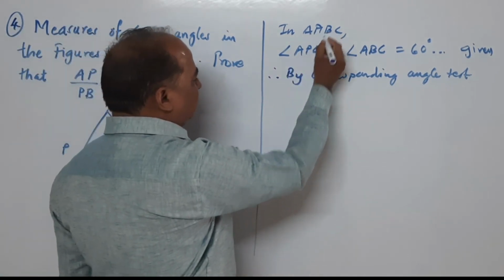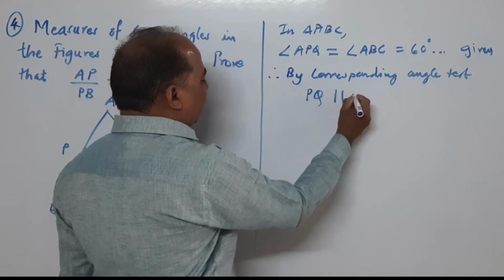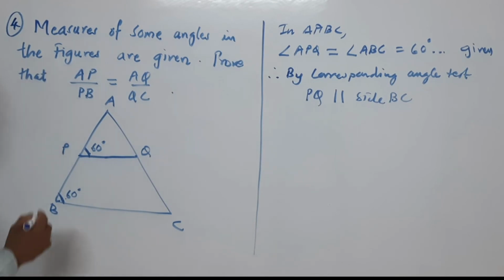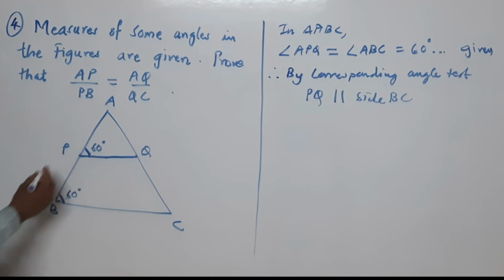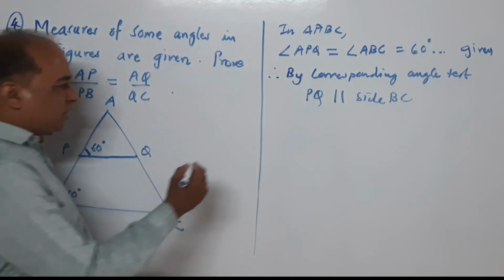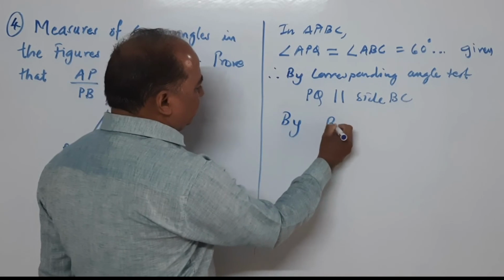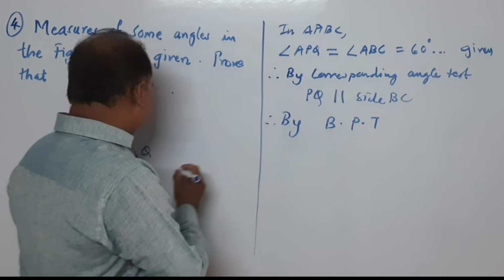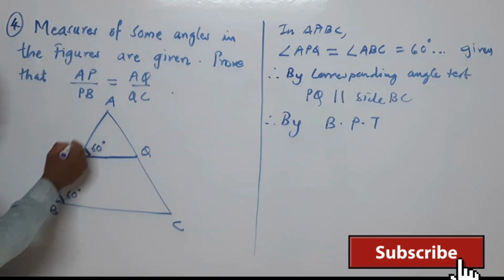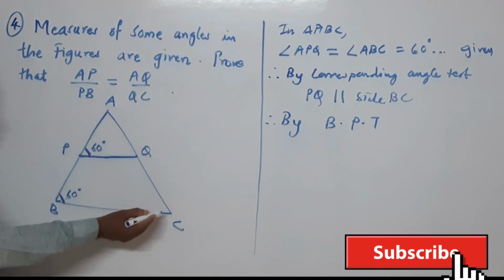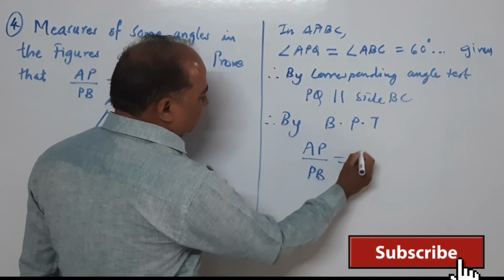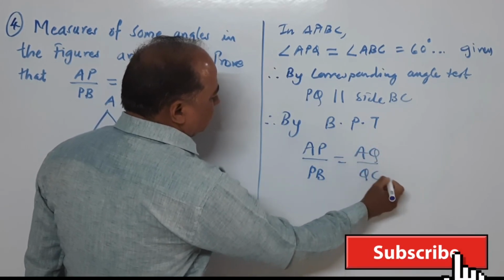So in triangle ABC, line PQ is parallel to side BC of the triangle. Once a line is parallel to a side of the triangle, then by the basic proportionality theorem, the corresponding ratios are in proportion. So AP upon PB is equal to AQ upon QC.